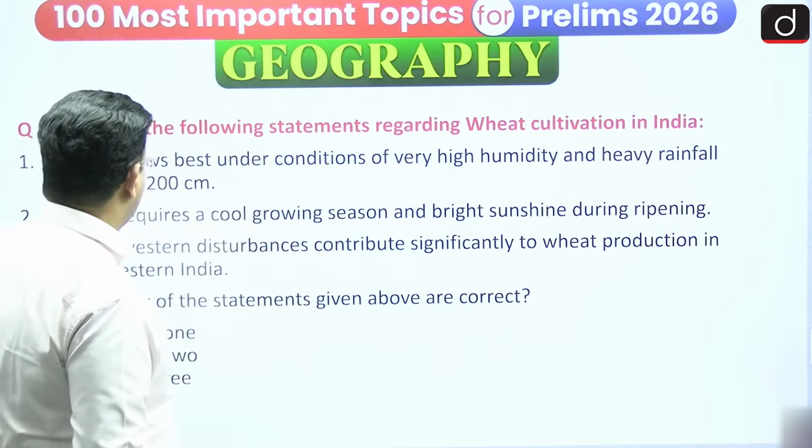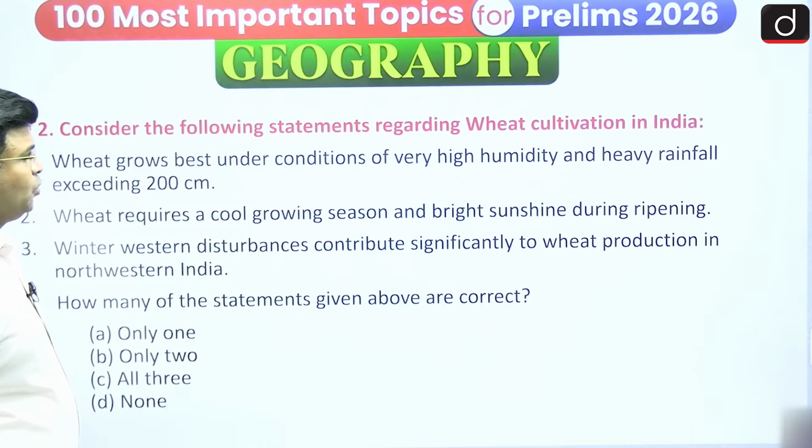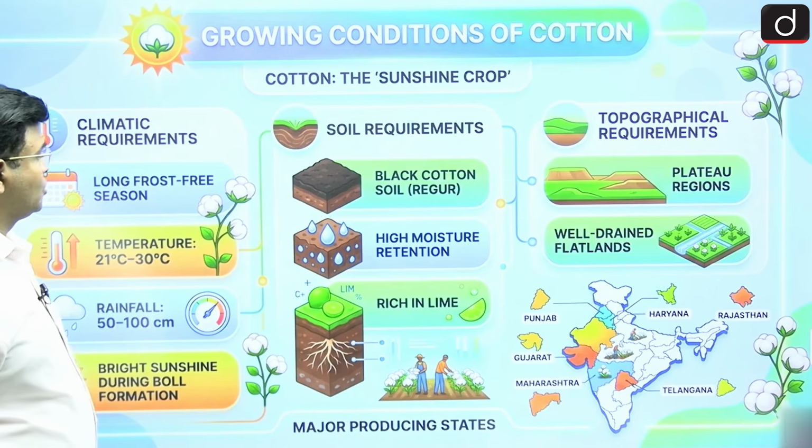So here, consider the following statements regarding wheat cultivation in India. Wheat grows best under conditions of very high humidity and heavy rainfall exceeding 200 centimeters. You have to say whether it is right or wrong. Another, wheat requires a cool growing season and bright sunshine during ripening. Ripening means harvesting. You have to see whether it is right or wrong. Another one, winter western disturbance contributes significantly to wheat production in northwestern India. So you have to answer this question accordingly.